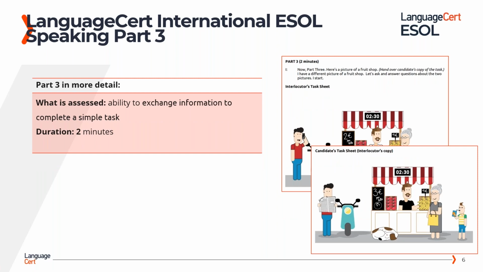In Part 3, what is assessed is the candidate's ability to exchange information to complete a simple task. The candidate and the interlocutor exchange information to identify similarities and differences in pictures of familiar situations. The duration of this part is 2 minutes.